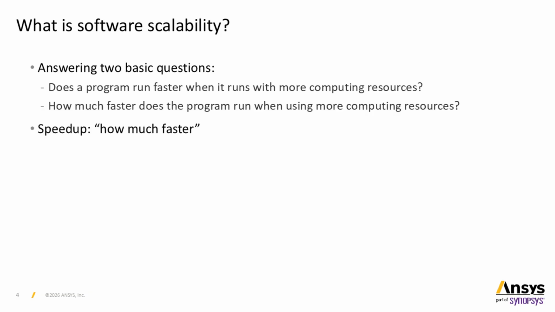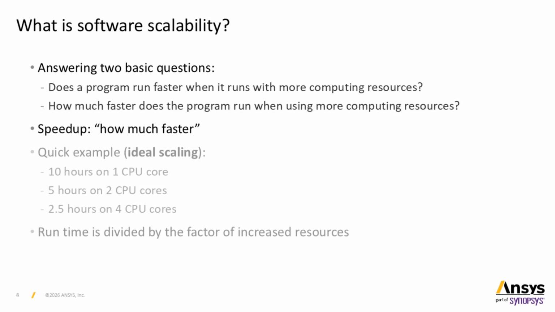Speedup is the baseline metric. Compare the runtime on 1 unit of hardware versus n units. If a job takes 10 hours on 1 core, ideal scaling would be 5 hours on 2 cores and 2.5 hours on 4 cores. That's the theory. Reality is messier, so we need to measure the right things and understand the limits.